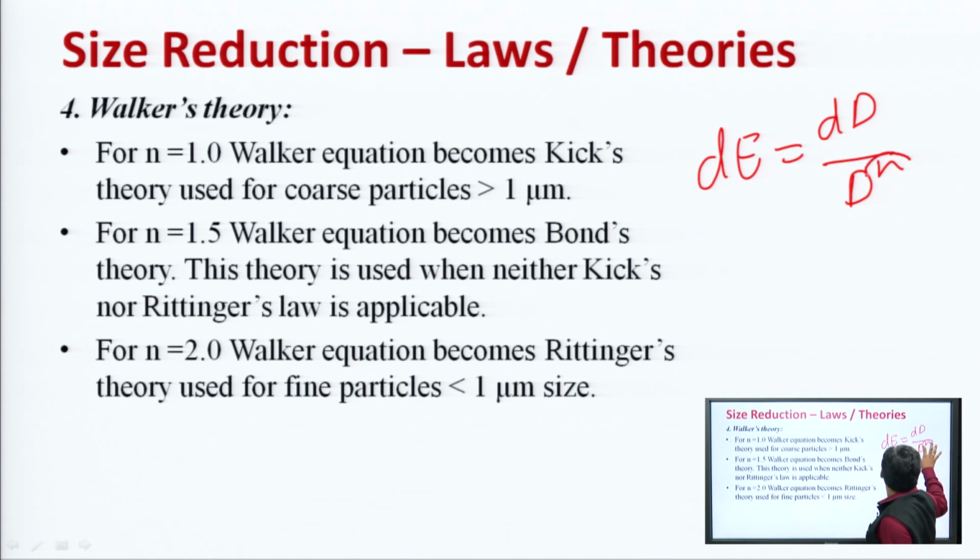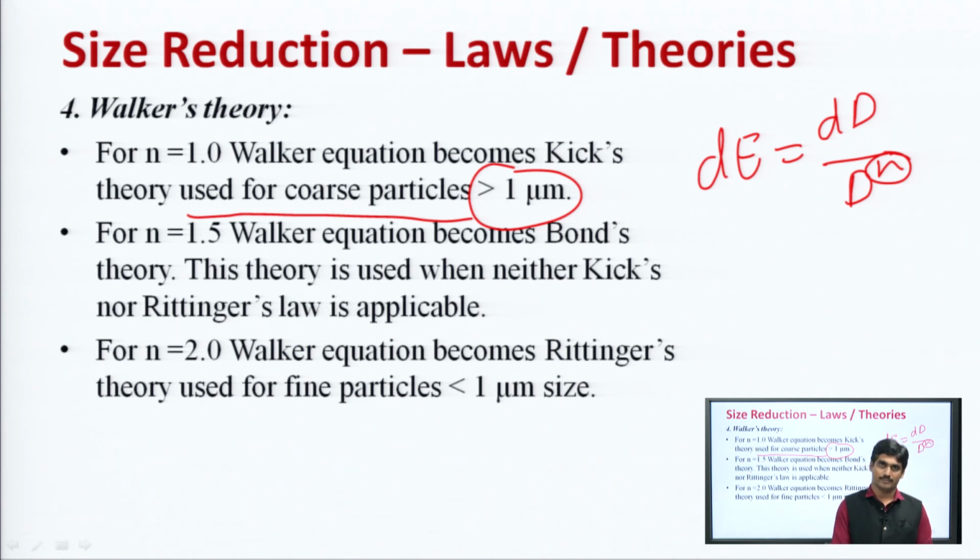Depending upon the value of n, Walker's equation can be transformed into Kick's equation, into Bond's theory, or into Rittinger's theory. If the value of n is equal to 1, then Walker's equation becomes Kick's theory. That means it can be used for coarse particles having diameter greater than 1 micrometer.